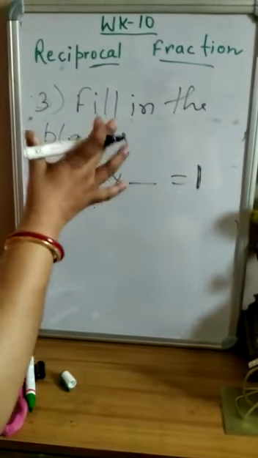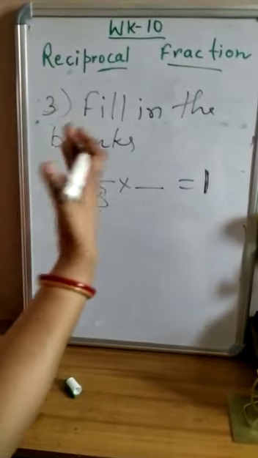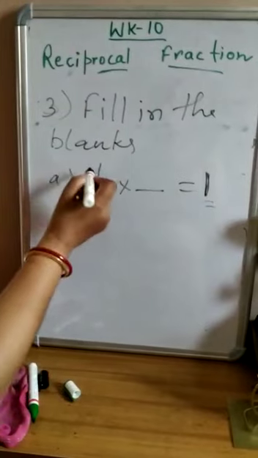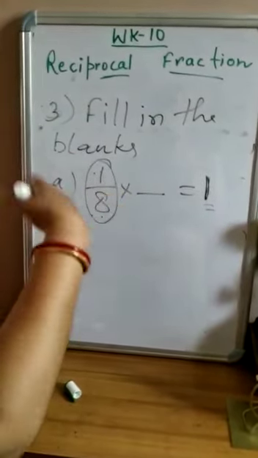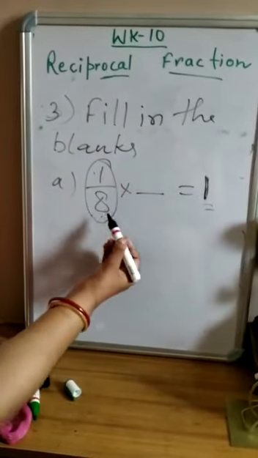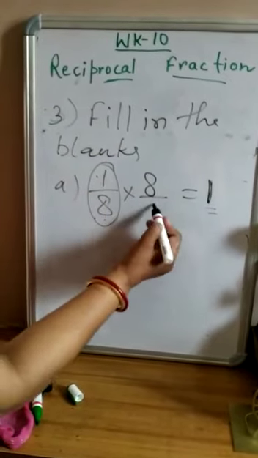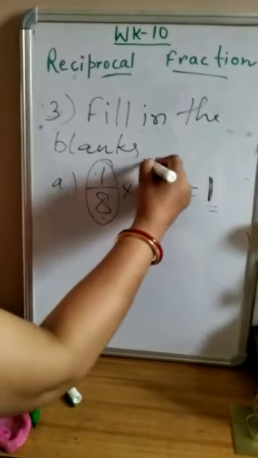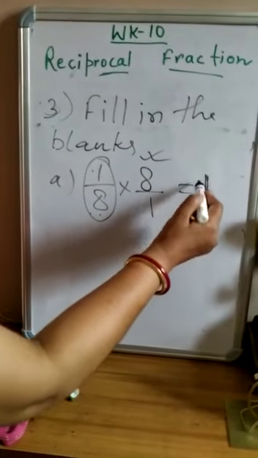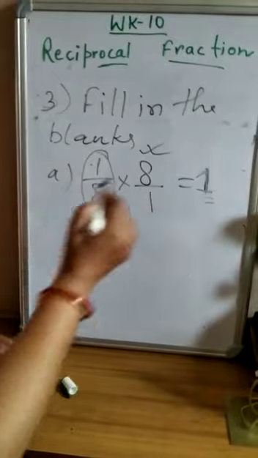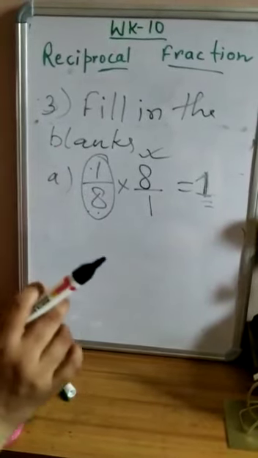So here we say reciprocals. When the reciprocals are multiplied, they give 1 as a product. So here what is the reciprocal of 1 by 8, children? Just interchange the position of denominator and numerator. Here denominator 8 becomes the numerator, and numerator 1 becomes the denominator. So this is the correct answer. 1 by 8 will be multiplied by 8 by 1, then the product will be equal to 1. So when you multiply the reciprocals, the product is 1. Always keep it in mind.